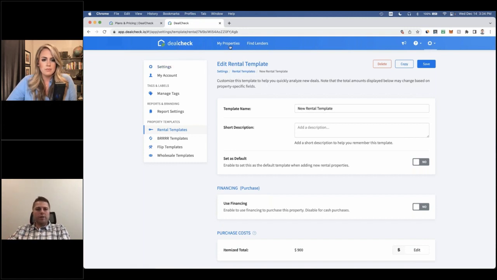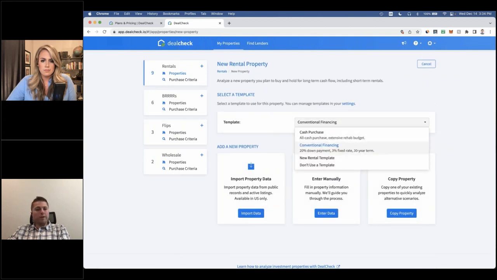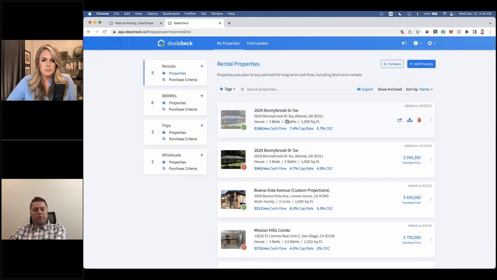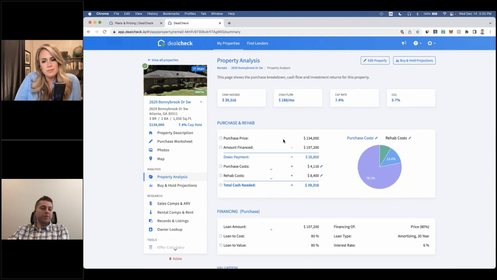You can just quickly select a template when adding a new property, and we'll pre-fill all of that information for you, and then apply it to the new address that you're just analyzing. So again, a lot of little tools. They seem small at the beginning, that we've built in over the years, that just speed up the workflow for you in terms of deal analysis, and also help you avoid mistakes.